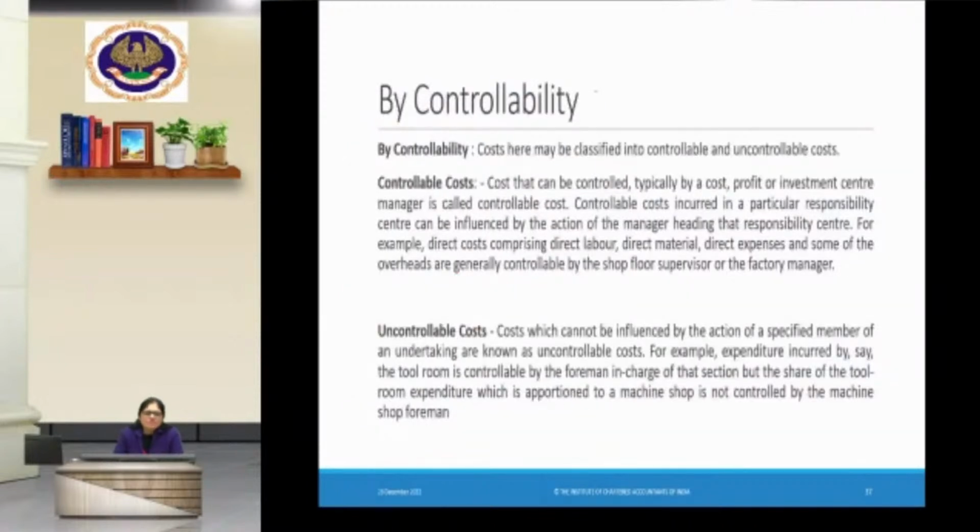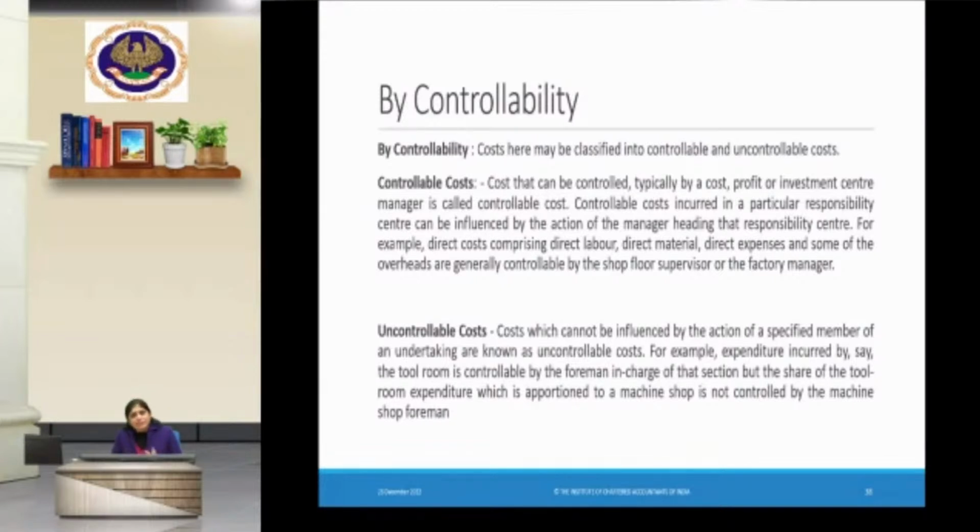Okay, now there's another category of cost, which is called controllability. So some are controllable costs, some are uncontrollable costs. Now, controllable costs are those for which the manager is responsible in their responsibility center. So the manager inside the responsibility center can control the cost. But there are certain uncontrollable costs which nobody can control. Let us say if every department gets a share of the electricity bill or the telephone bill, or let us say the canteen charges, they are not controllable.